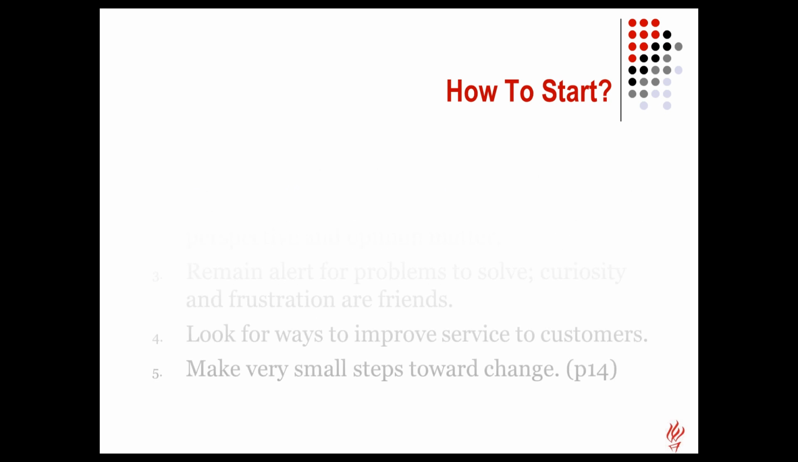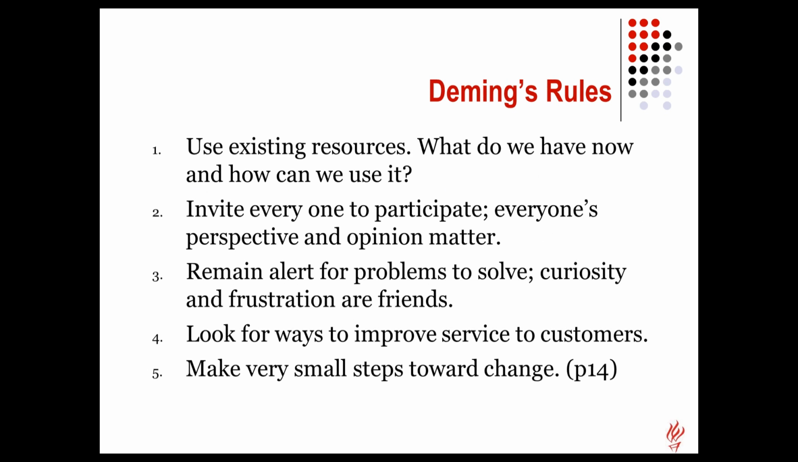So the question becomes, if you buy into the Kaizen philosophy, where do you start? First we want to look briefly at Deming's rules. Number 1, look at the resources you have. That doesn't mean go out and spend a whole bunch of money. What can you do now and how can you use it? Number 2, invite everyone to participate. Everyone's perspective and opinion will absolutely matter. Number 3, remain alert for problems. And this is where I was talking about the Andon Cord. Start paying attention to where the problems are. If we can't solve them immediately, put them on an Andon Cord list. And number 4, always look at how this is going to impact the end user.